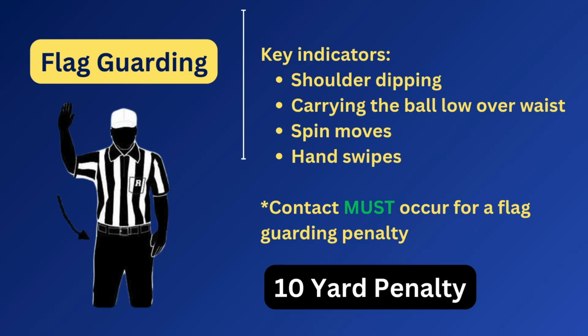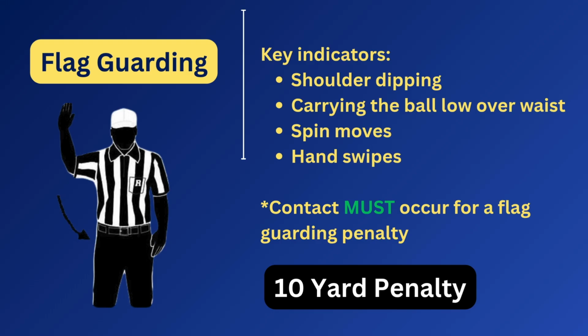But oftentimes when players spin, they get out of control and they either put a hand down and kind of swipe a defender's hand while they're spinning, which would be flag guarding, or they spin into a defender and create contact, which would potentially be a contact foul on the offense.